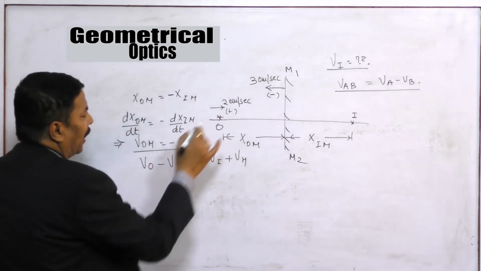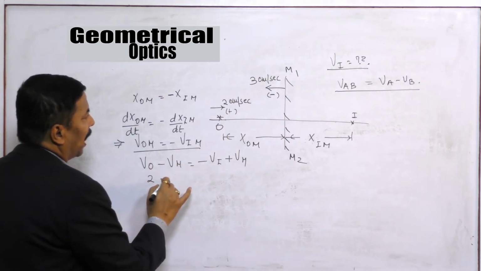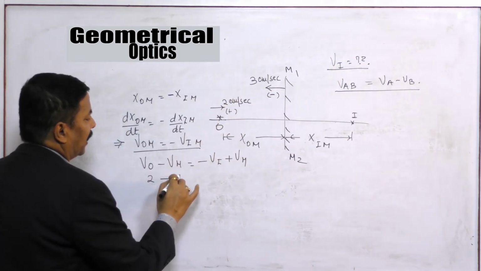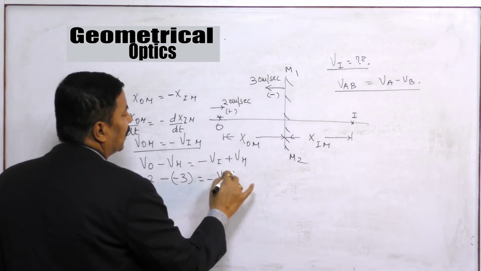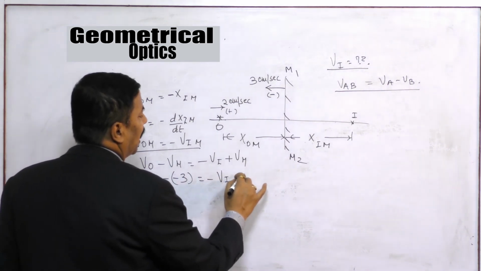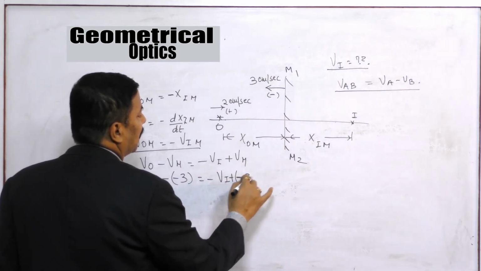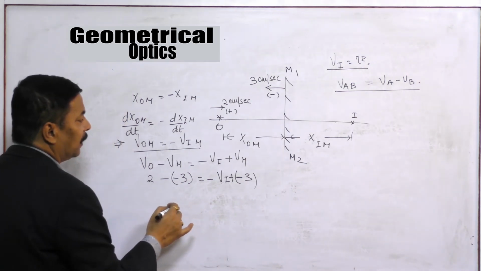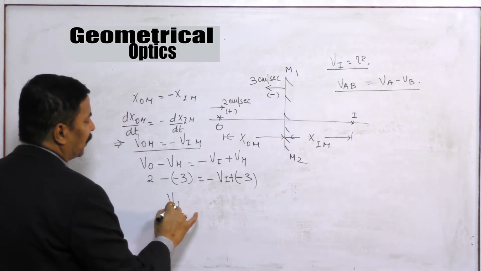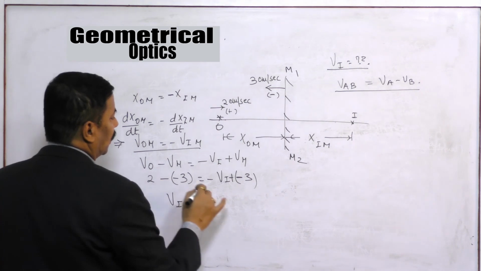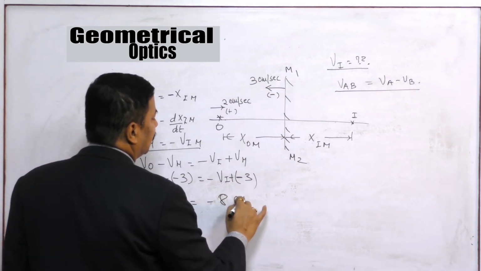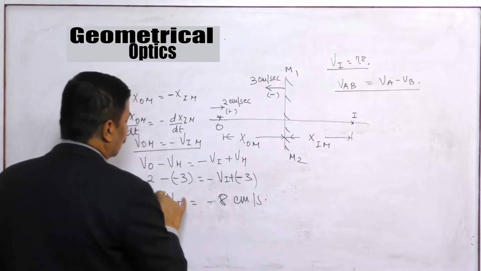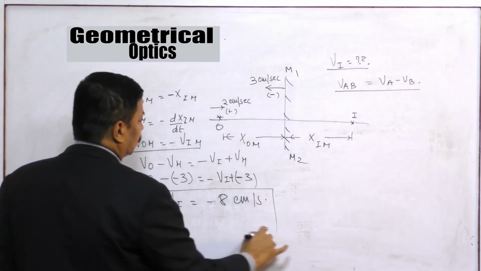Velocity of object I have taken 2, minus 3, minus velocity of image. Velocity of mirror is minus 3, plus minus 3. So what are we getting? We are getting velocity of image equal to minus 8 centimeter per second. This is your answer.